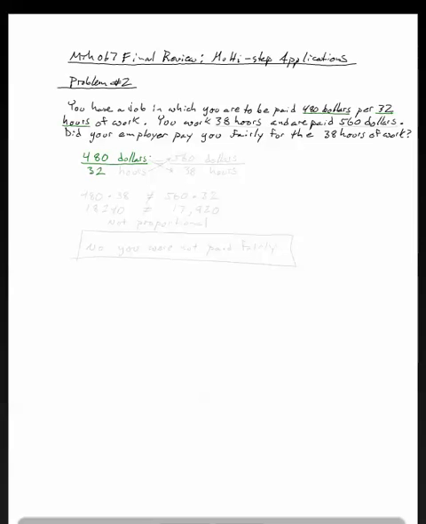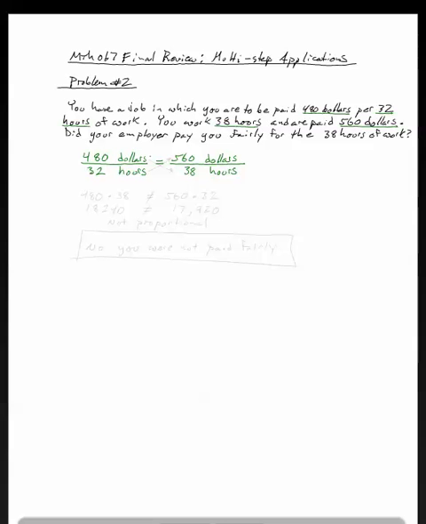Now when we go to set up our second ratio, we need to make sure that dollars is once again on top and hours is once again on bottom. So we've got 38 hours and $560. So the 560 goes on top because that's the dollars, and then the 38 goes on the bottom. That's the hours. The question we're being asked is, did your employer pay you fairly?